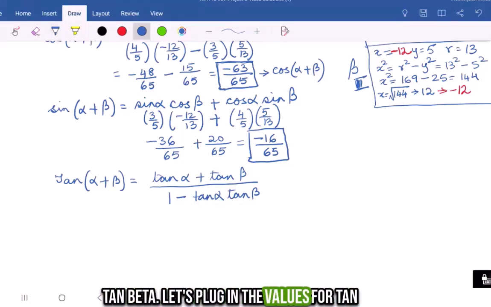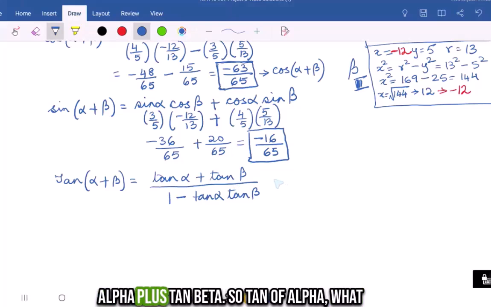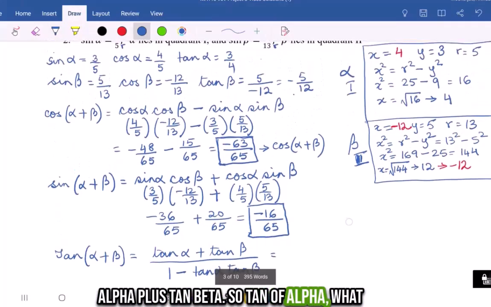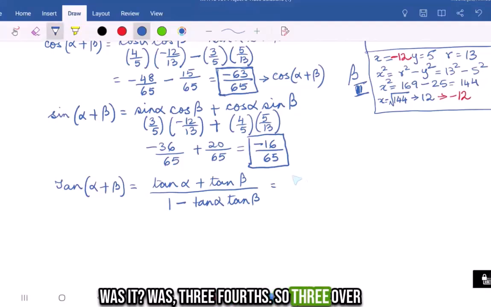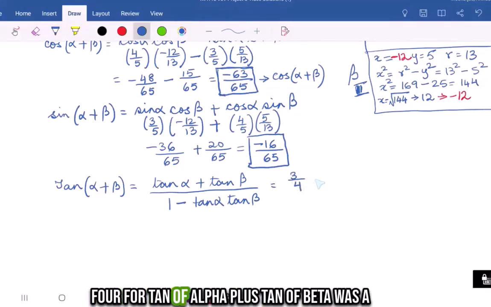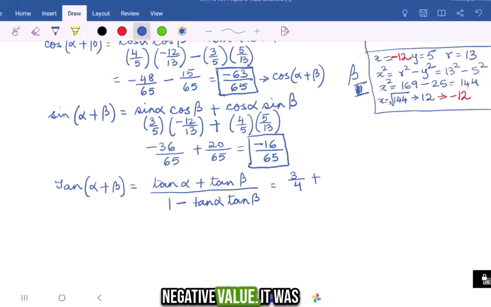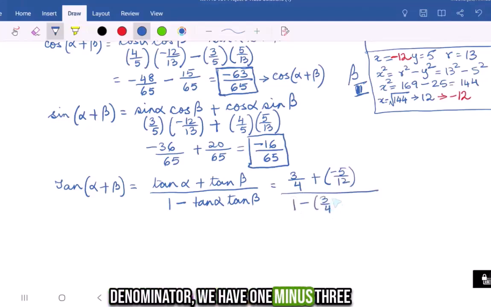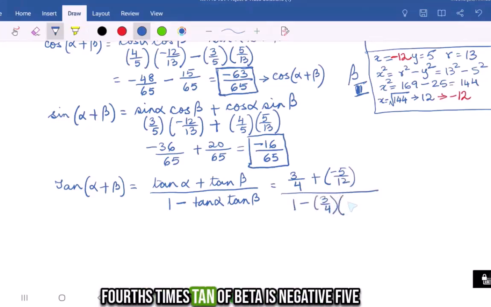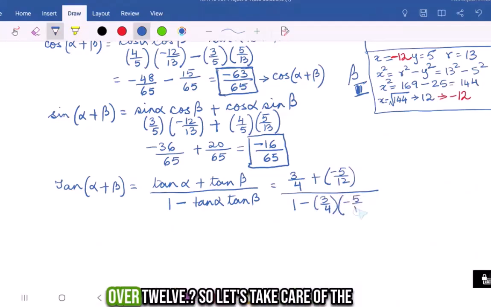Let's plug in the values for tan alpha plus tan beta. So tan of alpha, what was it? It was 3/4. So 3 over 4 for tan of alpha, plus tan of beta was a negative value. It was negative 5 over 12. And then in the denominator, we have 1 minus 3/4 times tan of beta is negative 5 over 12.